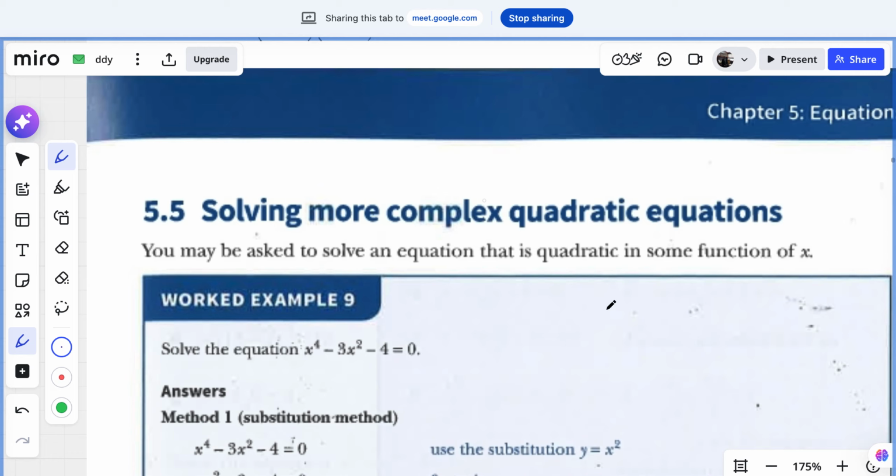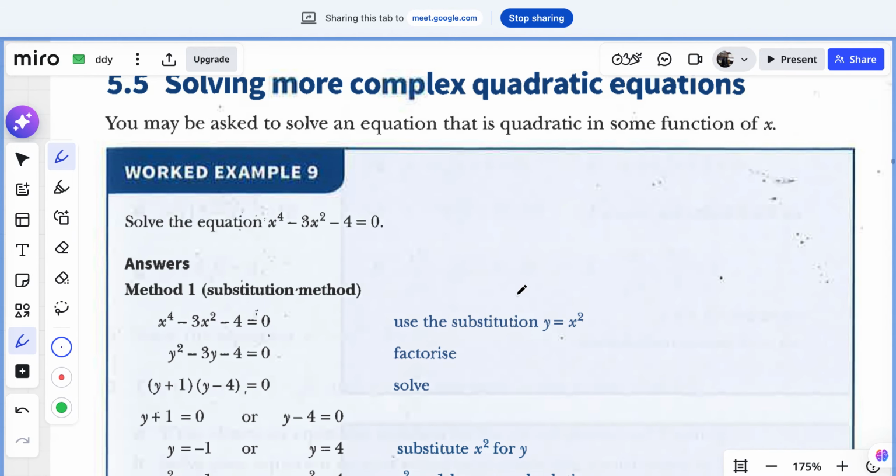Solving more complex quadratic equations. Here you're going to need a small knowledge of your indices, the indices knowledge you have before. Remember, you'll be wondering, x to the power of 4, is it a quadratic equation? We have cubic, power 3, quadratic, power 2. This is power 4. So how do we solve power 4? All you have learned before is power 2, and probably just now you learned power 3. Now, how do we solve power 4?